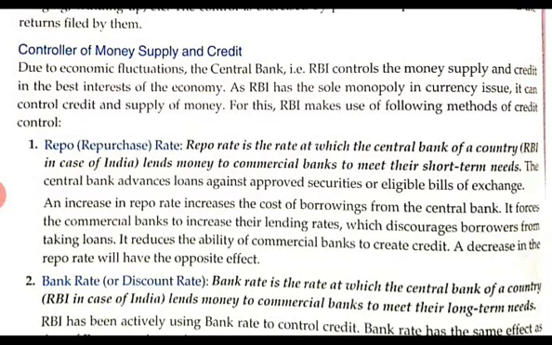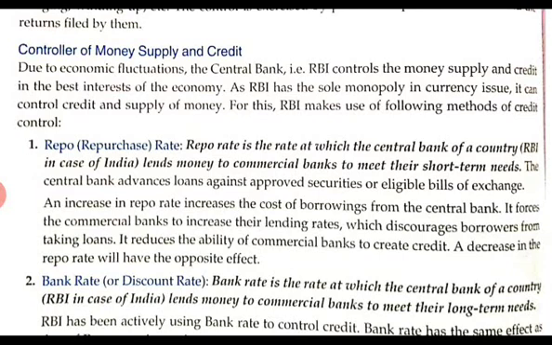It becomes costlier for the commercial bank to borrow from the central bank because the repo rate is higher. This forces the commercial bank to increase their lending rate as well. As the commercial bank increases their lending rate, it discourages the borrowers from taking loans, because now it becomes costlier for the borrowers to borrow from the commercial bank. In this way, there will be no credit creation. It reduces the ability of the commercial bank to create credit. So if there is an increase in money supply, in this way the money supply will come down.